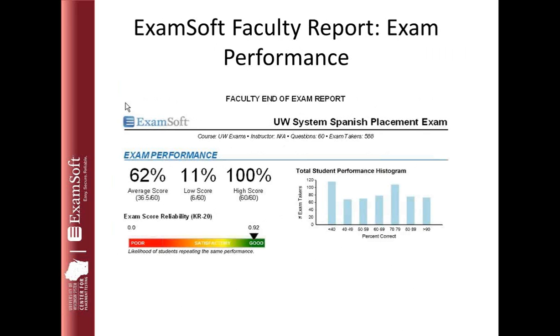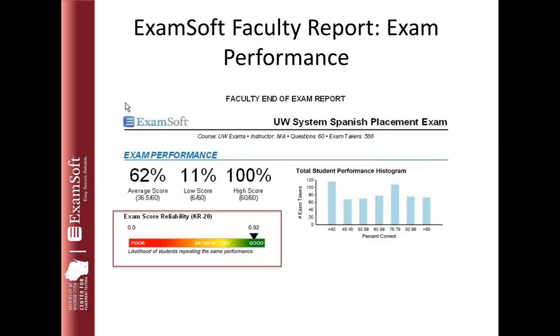This is the top part of the ExamSoft faculty report, and you'll see some information is given on the overall exam performance. On this particular test, the average score was a 62%. The low score was an 11%. And for the high score, there's actually at least one person that got all of the items correct, so it was 100%. It also gives a breakdown of how many exam takers are scoring in certain percentage levels.